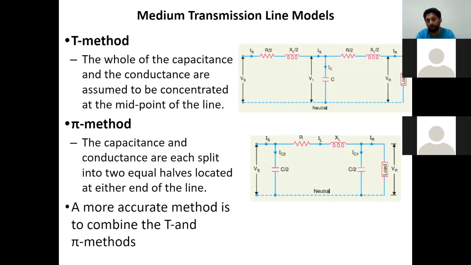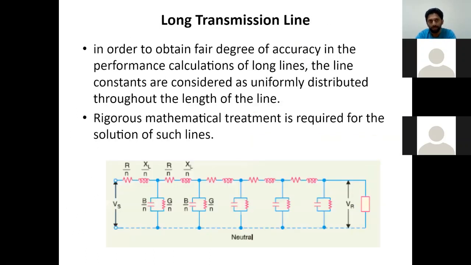And there is an even more accurate method if you combine these two together. The resistance and inductance are divided in half, and the capacitance is divided into three pieces. The first comes at the sending end, another piece in the middle, and the last third part at the receiving end. So these are the methods for the medium transmission line. Most commonly it is the T method and the pi method. Again, pi is the most commonly used technique. Then comes the long transmission line. Here accuracy is very important, so you cannot go for a simplified model.